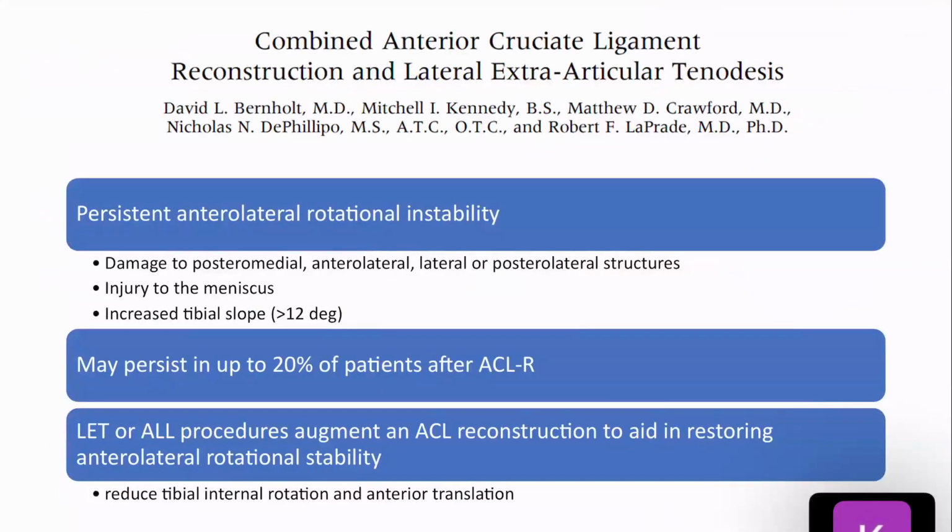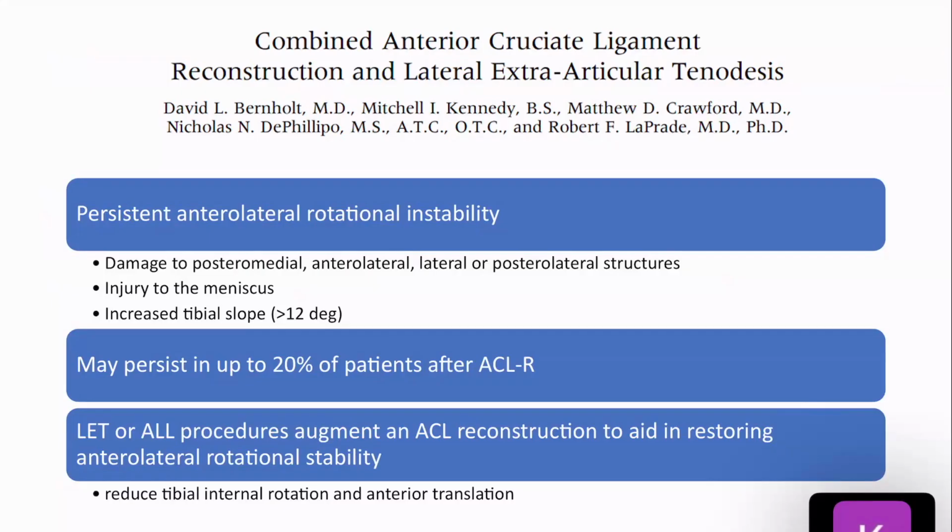Okay, so some information now on supplemental LET or ALL procedures. The anterolateral soft tissue structures of the knee have been shown to contribute to anterolateral rotary instability. And persistent anterolateral rotational instability of the knee is associated with worse functional outcomes in patients who have undergone ACL reconstruction surgery. This is typically measured with pivot shift testing or patients describing repeat episodes of instability. Persistent anterolateral rotational instability may persist in up to 20% of patients after an ACL reconstruction.